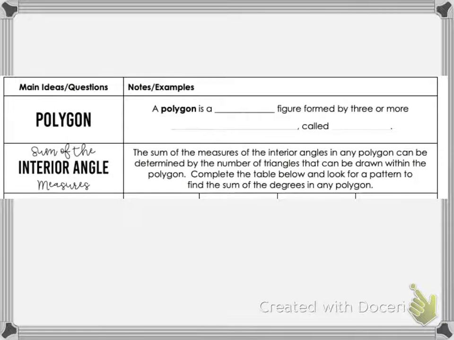The first part on the notes: a polygon is a closed... Closed means all the sides connect, so that's no shocker. It's like a math term for that. A polygon is a closed figure formed by 3 or more line segments called sides.